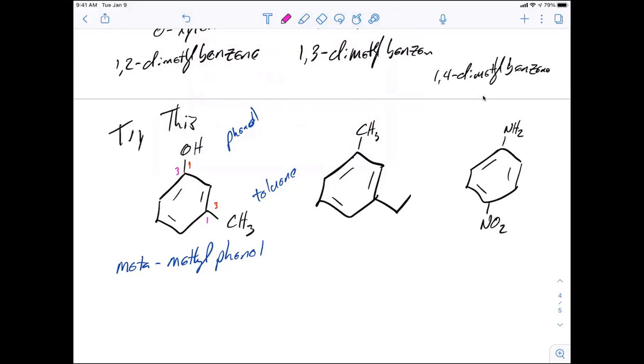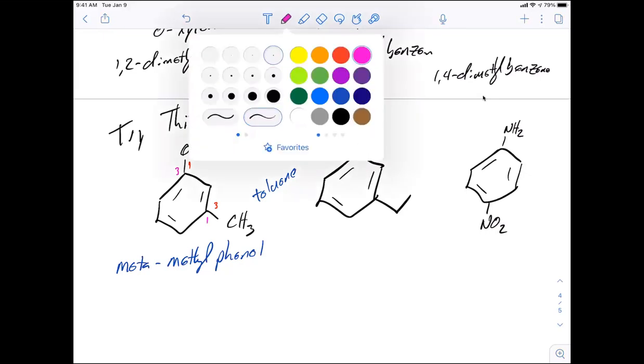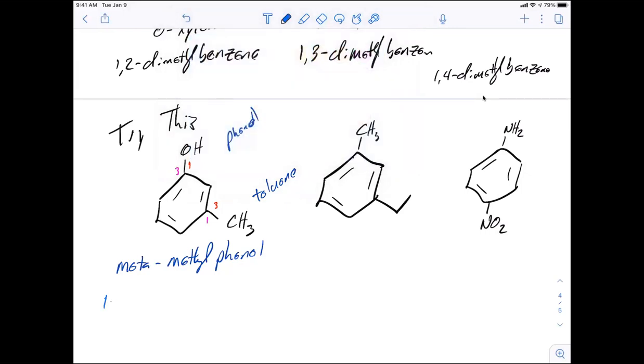The hydroxy comes first, and since 1,3 and 1,3 are the same, I'm going to name this one 1-hydroxy, right? That's the alcohol side group name, hydroxy. 3-methylbenzene.